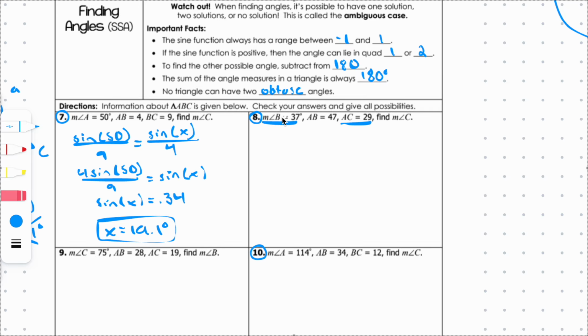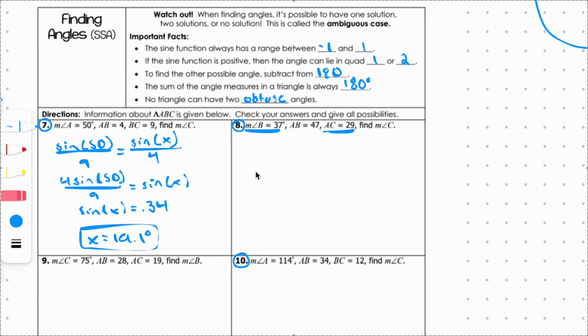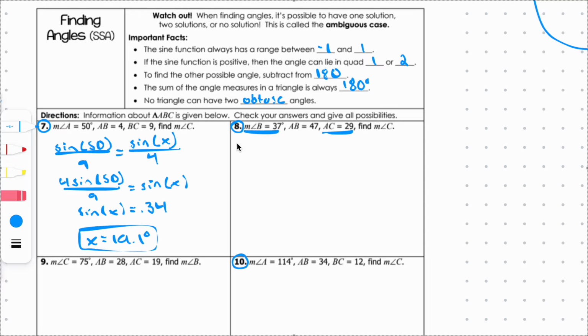right? Just because B is by itself and AC are the other 2 points in the triangle, and so that means they must be across. So I know I can set up a proportion where I have sine of 37 over 29. That's going to be half of my equation. And then we have side AB is 47. We're trying to find the measure of angle C.